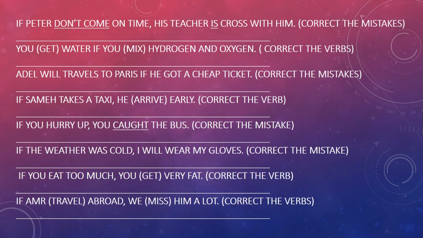Okay, the next question. If Peter don't come on time, his teacher is cross with him. I want to correct the mistakes. I have to say if Peter doesn't come on time, his teacher what? This is possible action. Will be cross with him. Will be cross means will be angry.